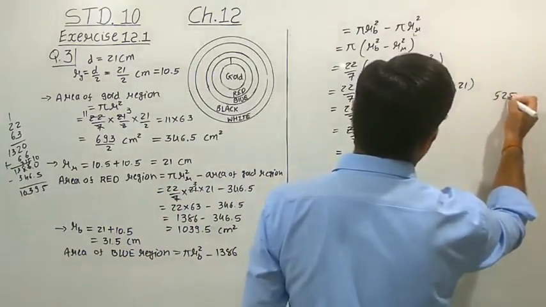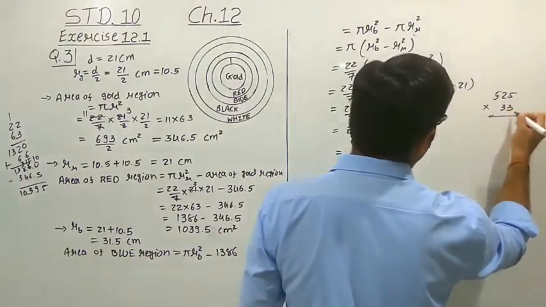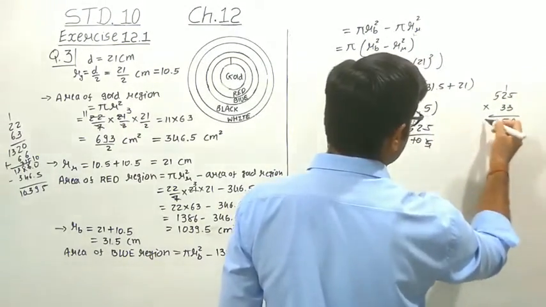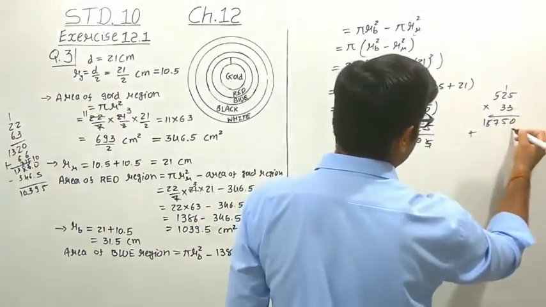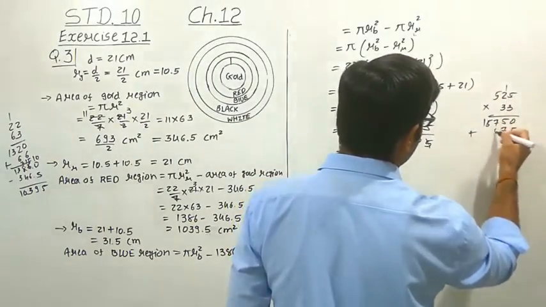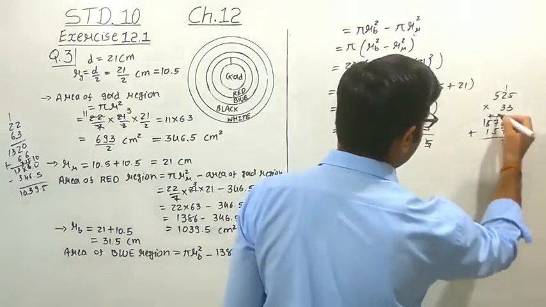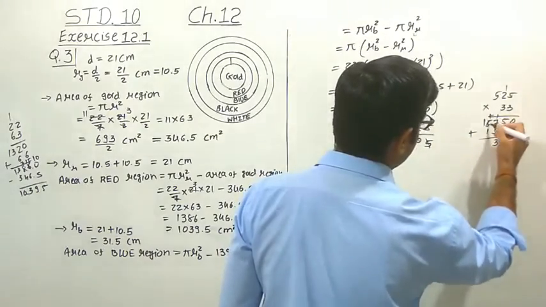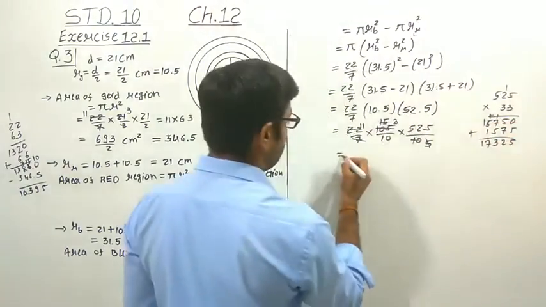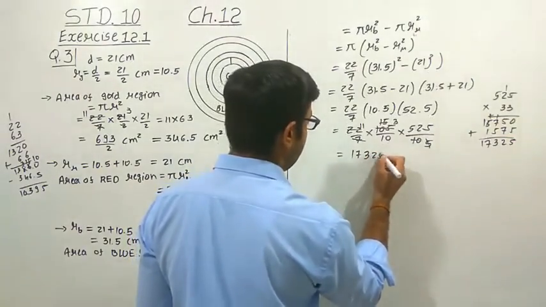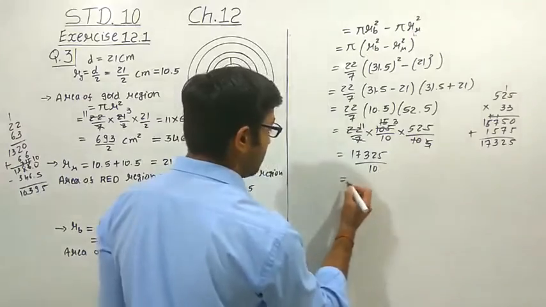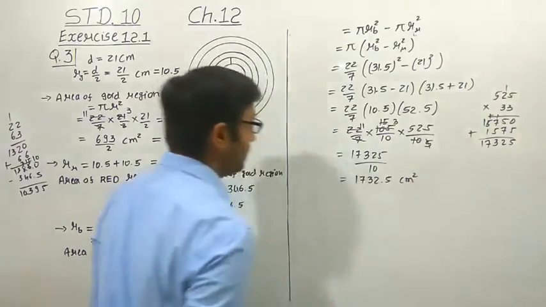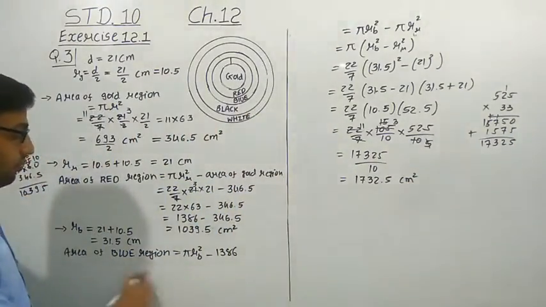So 525 into 33. 5 threes are 15, 1 is the carry, 3 twos are 6, 7, and so on. Multiplying it out, here we get 17,325, but there is a 10 in the denominator. So we get 1,732.5 centimeter square. That is the area of the blue region.